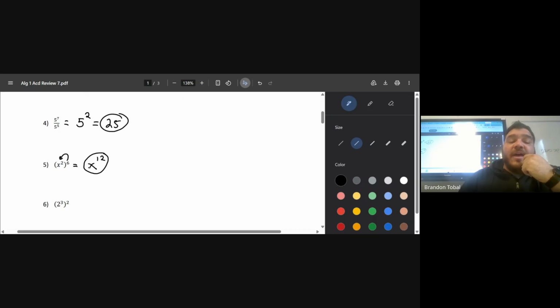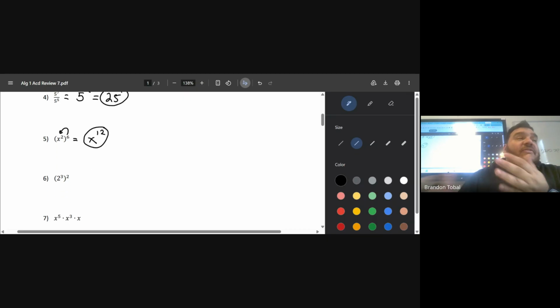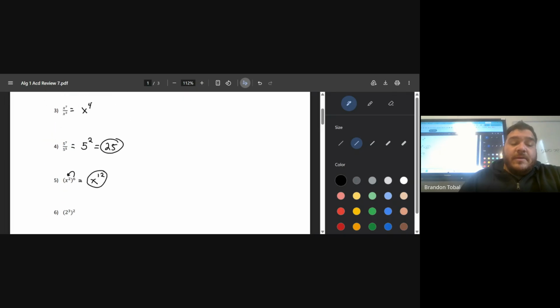Okay. Then we do the same thing with numbers. Notice how I'm doing it, variable number, variable number. It's the same concept. So in this scenario, we have 2 to the third power to the second power. So it's going to be 2 times 3. So 2 to the 6th power, because it's the third power times the second power. You multiply them. You do it in your calculator, 2 times 2 times 2, 2 times 2 times 2. You're going to get 64.